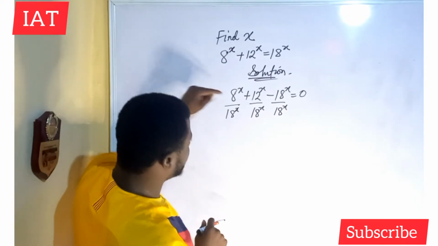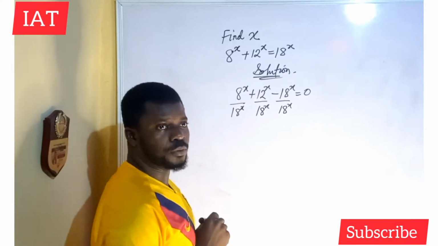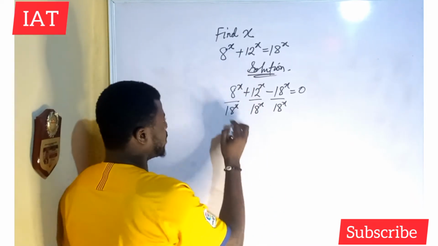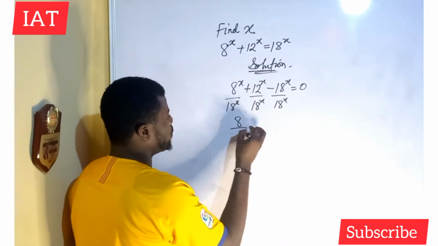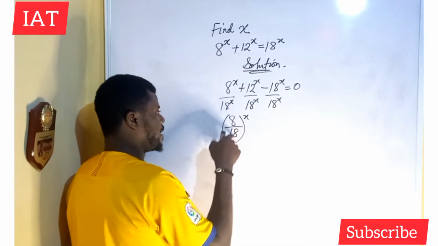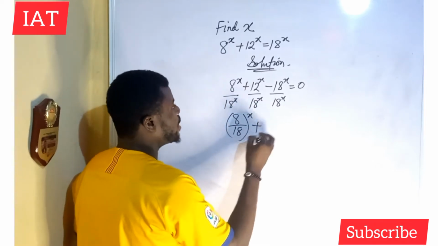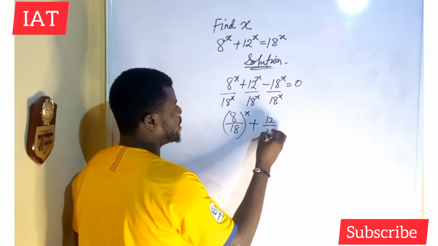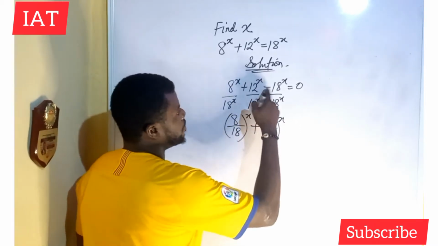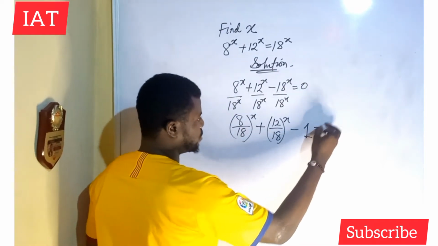So at this point, according to indices or fractions, if you've done this before, you will know that this expression can still be written as 8 over 18 all to the power of x, because the power x can be shared across these two expressions. So this can be written like this. It's the same thing. And then 12 divided by 18 all to the power of x is the same thing, minus 1, because this divided by itself is 1, equal to 0.